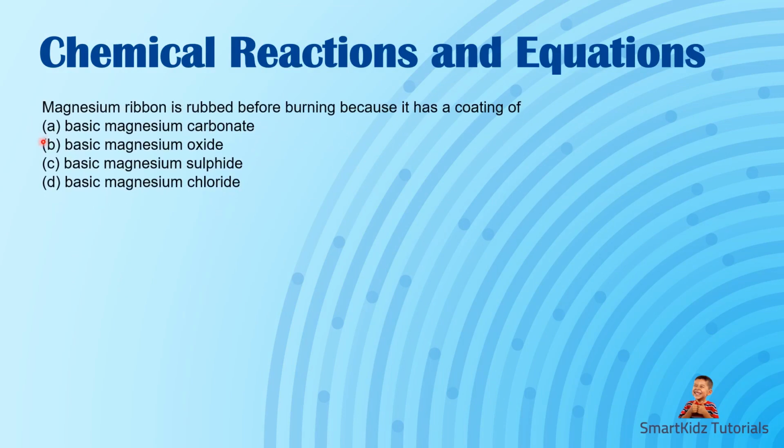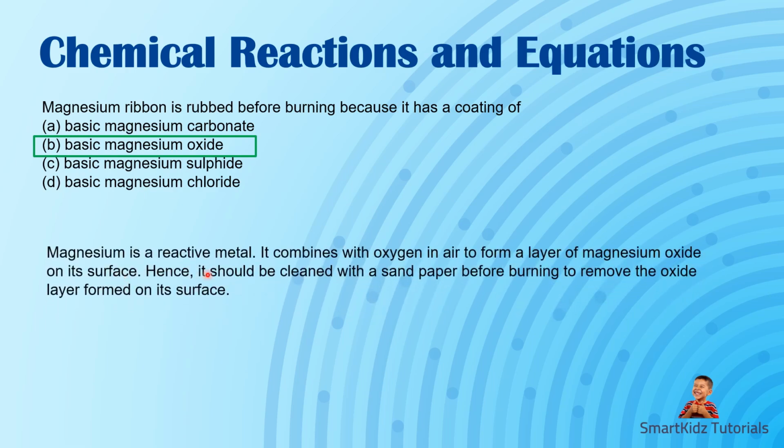Next question. Magnesium ribbon is rubbed before burning because it has a coating of basic magnesium oxide. Magnesium is a reactive metal, it combines with oxygen in air to form a layer of magnesium oxide on its surface. Hence it should be cleaned with sandpaper before burning to remove the oxide layer formed on its surface.